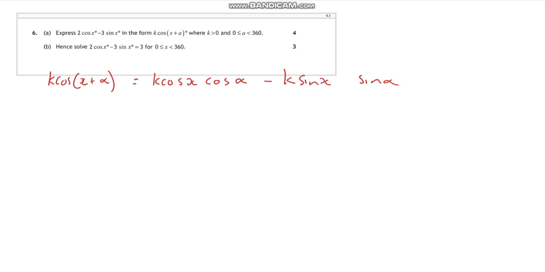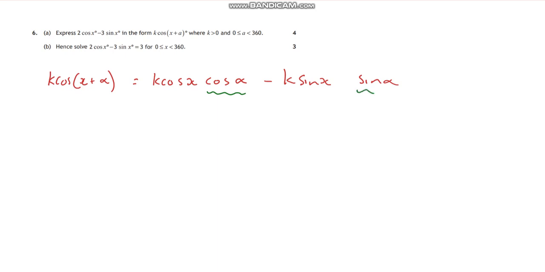So that's about that. The next thing I'm going to do is move the alphas to the front of my equation. So I'm going to say that I've got k cos alpha cos x, take away k sine alpha sine x. All I've done is move that to the front of the equation so that I can do this next step. So now I'm going to write the question out.